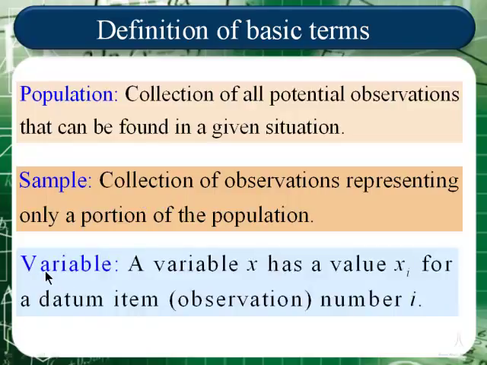And then we often ask a question linked to a variable, number of SMSs, that we can indicate by a variable x. We are talking about single variable data that will have a value xi for a datum item or observation number i. So if there is, for instance, 10 learners that we ask a particular question about, then the datum items can be represented by x1, x2, x3 up to x10.